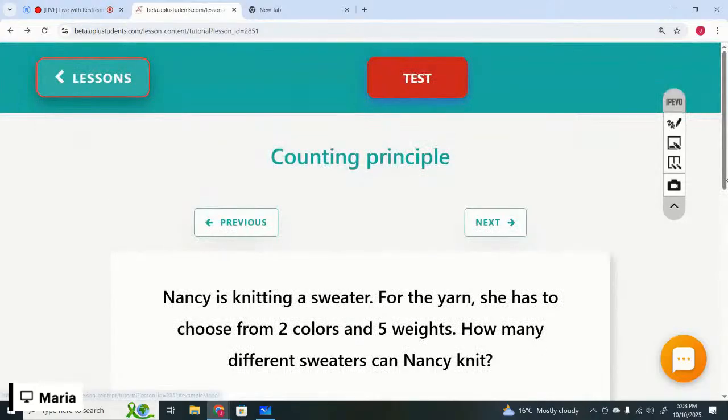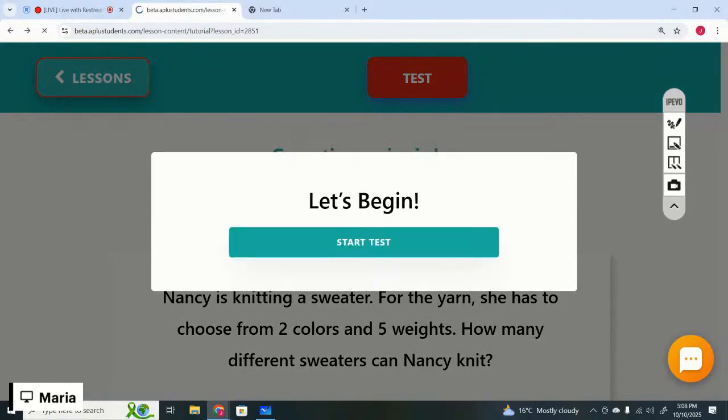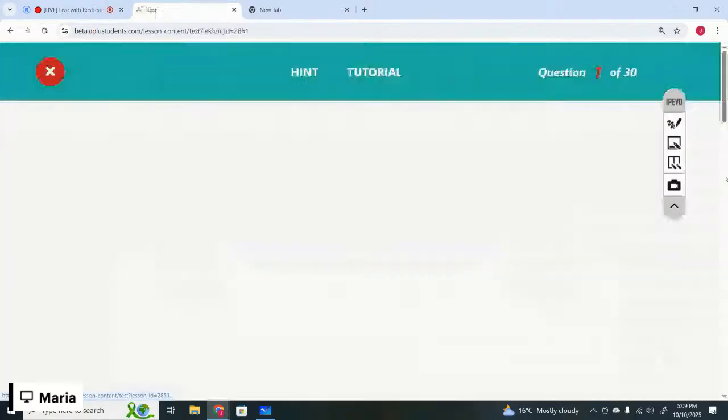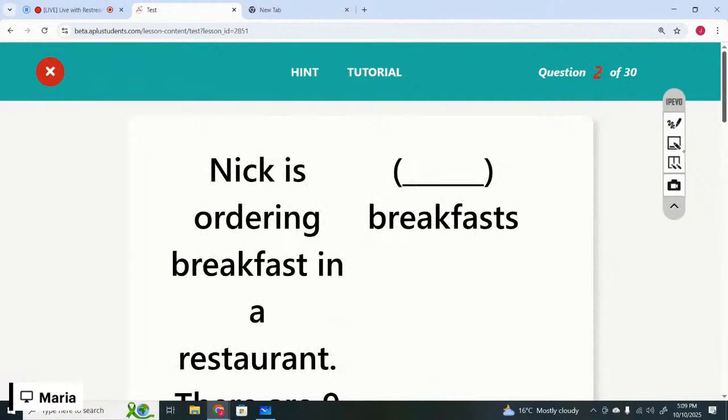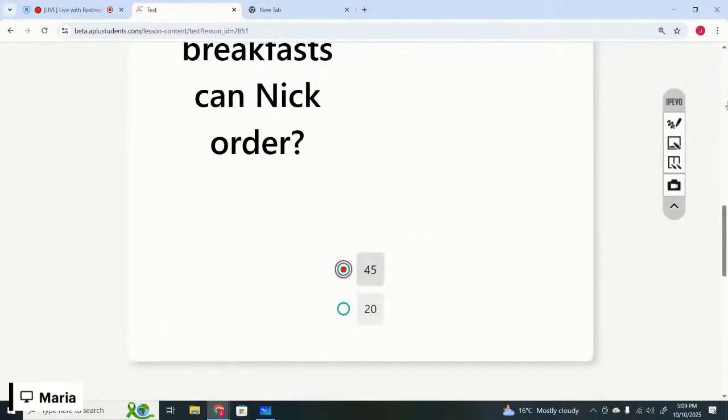Let's just start with the test questions. Ordering a breakfast, so that is 9 times 5. Option number 1 is the correct option.